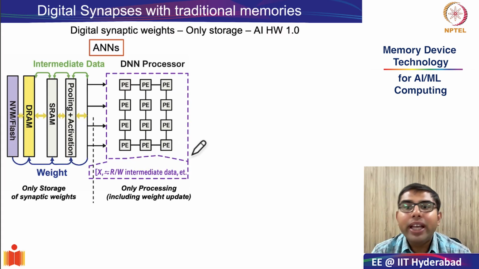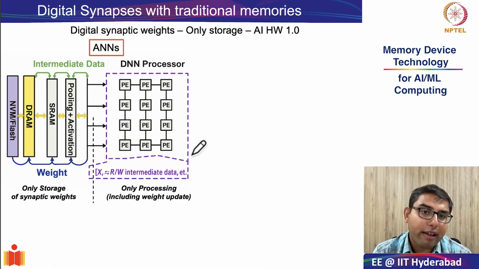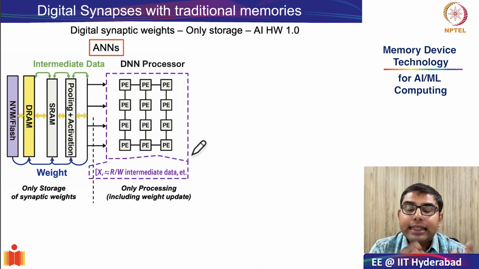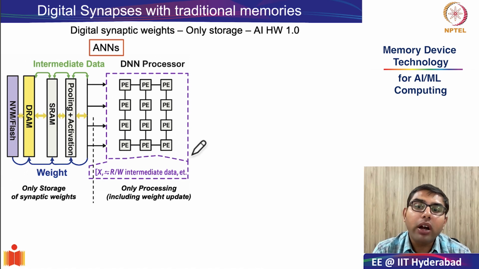So let us now begin our discussion. First, we will look at the digital implementation of synapses using traditional memory technologies such as SRAM, DRAM, and flash. These form the backbone of what we nowadays refer to as hardware for AI 1.0. These are your classical deep learning era.